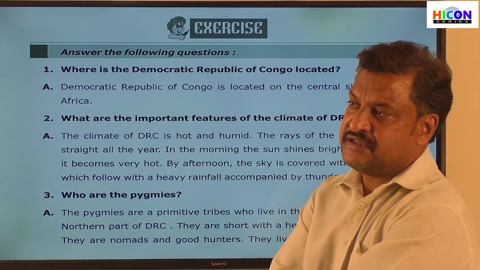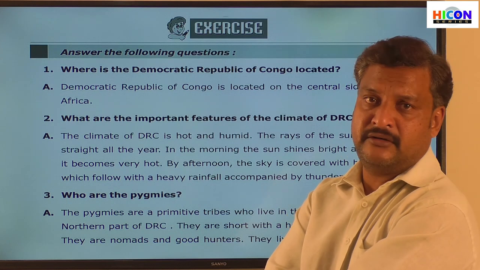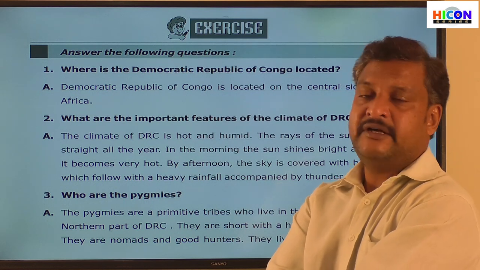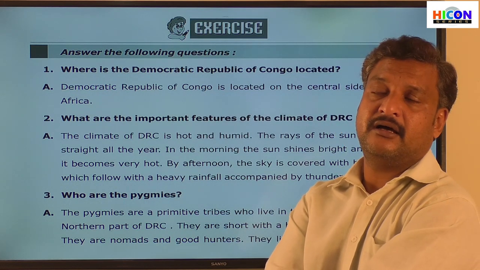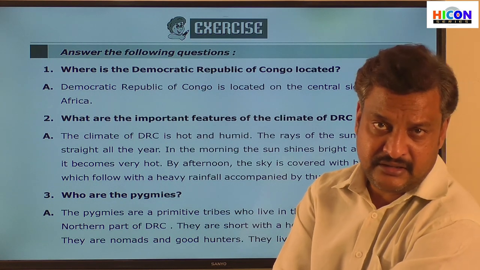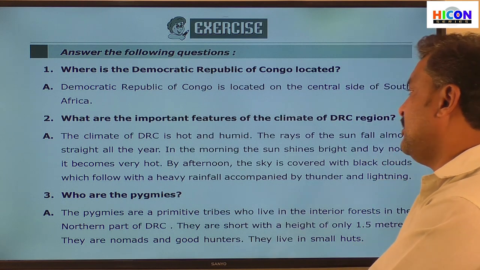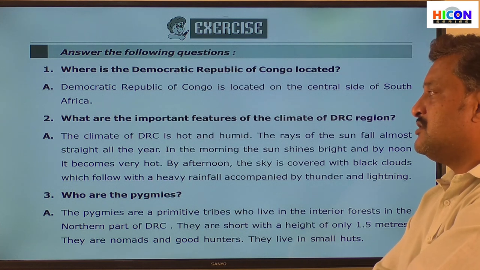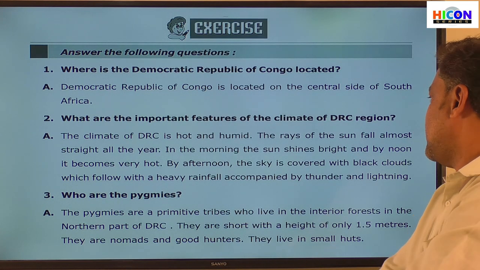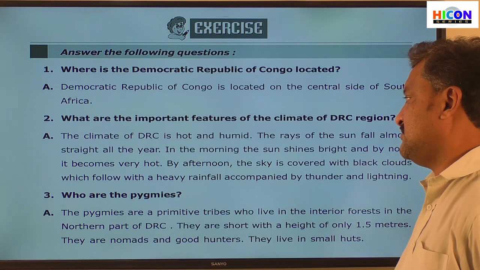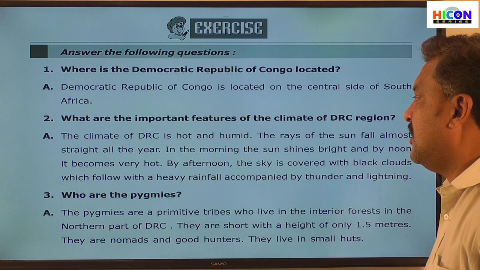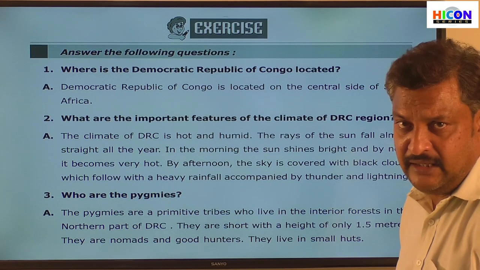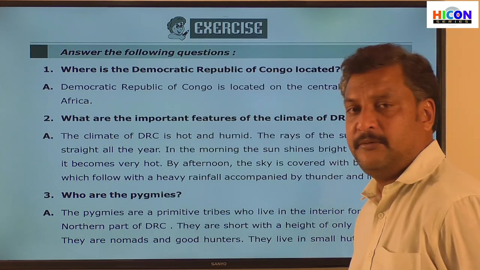It lies on the equatorial region. It receives direct sun rays all throughout the year. It's very hot in the morning. By afternoon, the clouds get ready in the sky, and later it rains heavily, associated with thunder and lightning. So the climate of DRC is hot and humid. The rays of the sun fall almost straight all the year. In the morning, the sun shines bright, and by noon, it becomes very hot. By afternoon, the sky is covered with black clouds, followed by heavy rainfall, accompanied by thunder and lightning.